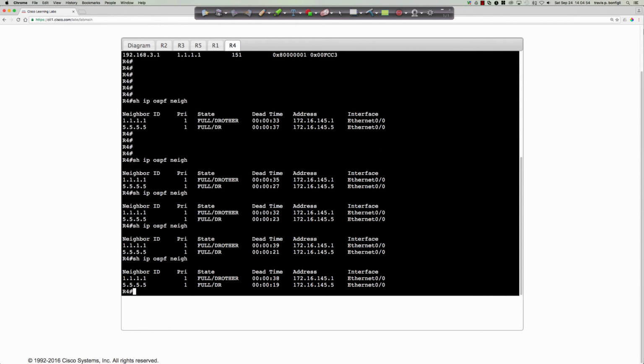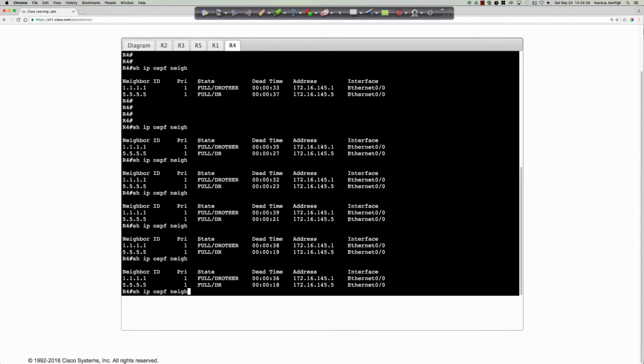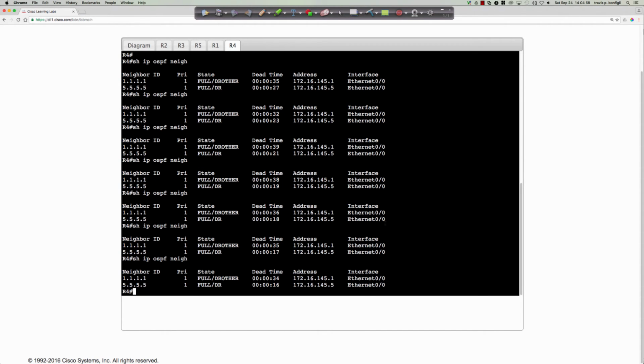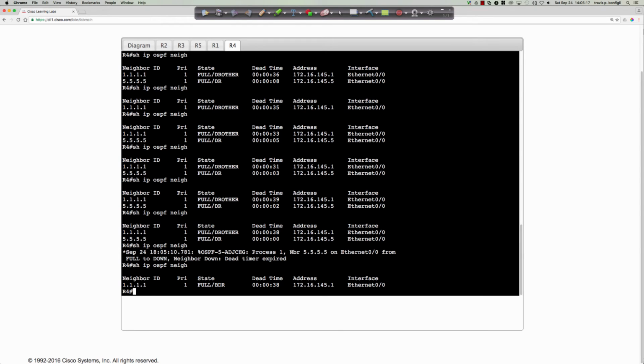And so you can see it still shows 5 is the DR, because what's happening? So 5 is going to be the DR until when? You've got it, until that dead time. So now we're on the countdown to extinction here, until this adjacency goes away. And 2 seconds, and then it's gone. We should get a message, there we go, telling us that it went down.